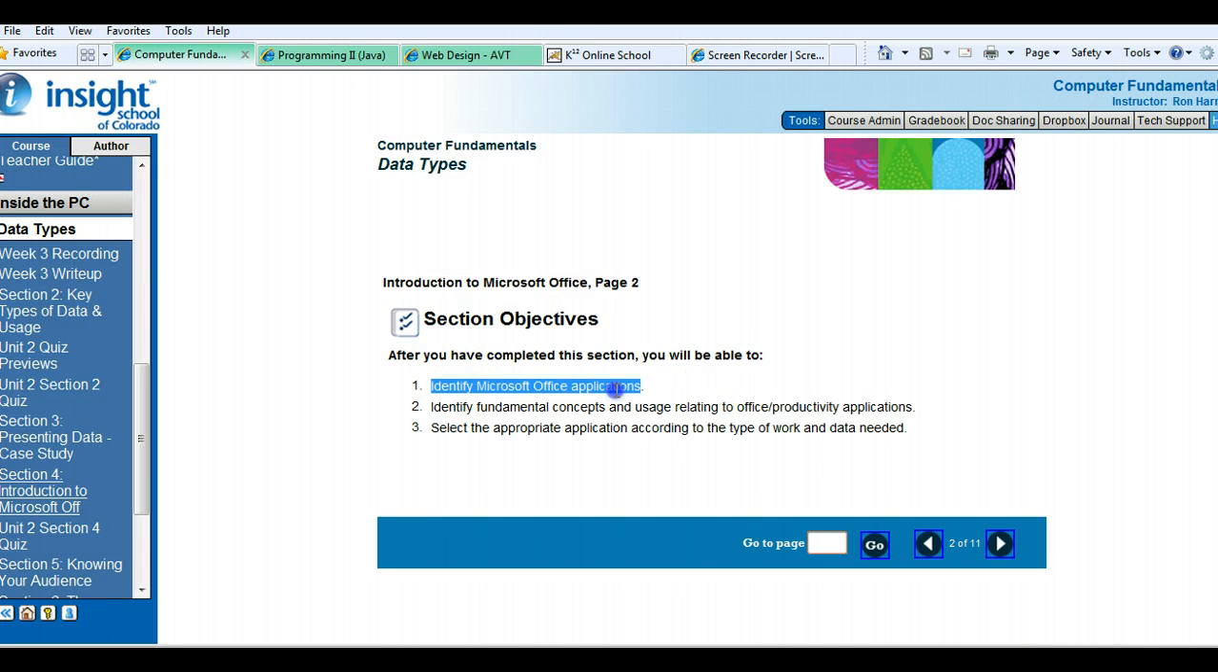So we're going to identify Microsoft Office applications, identify different concepts and usage related to Microsoft Office, and select the appropriate application for the different types of work and data needed.